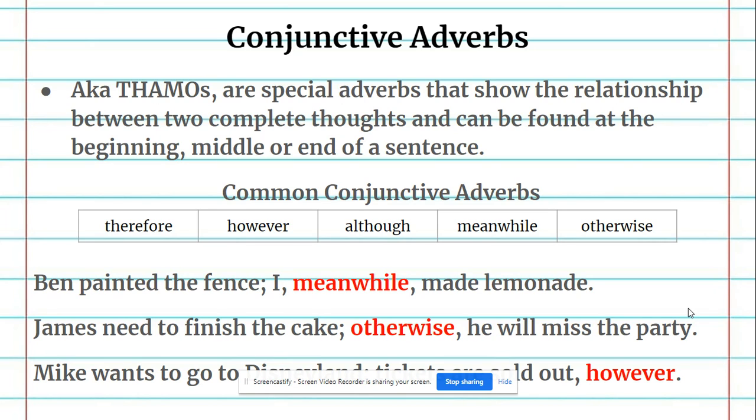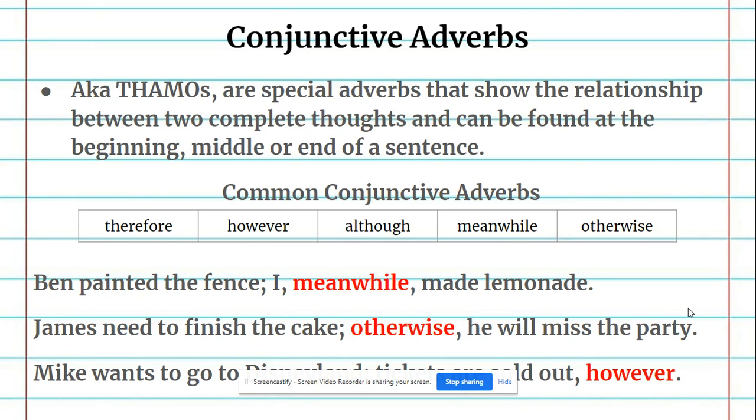Ben painted the fence. I, meanwhile, made lemonade. Ben painted the fence is a complete thought. It is joined with the semicolon to I, meanwhile, made lemonade. The conjunctive adverb meanwhile shows the relationship between the two complete thoughts.